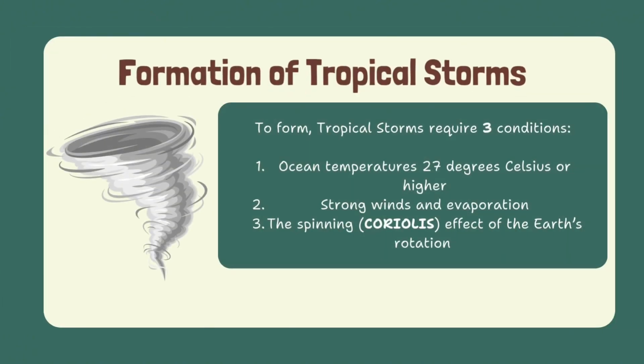Now, back to tropical storms. How do they form? Well, to form, tropical storms require three conditions. Ocean temperatures need to be at 27 degrees Celsius or higher. Strong winds and evaporation are needed to power the storm, and the spinning Coriolis effect of the Earth's rotation.